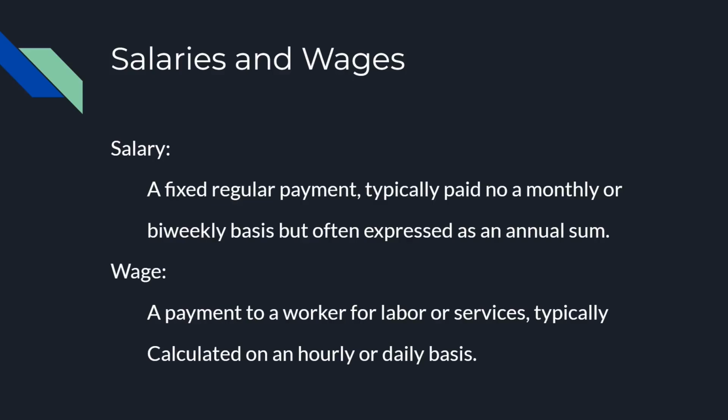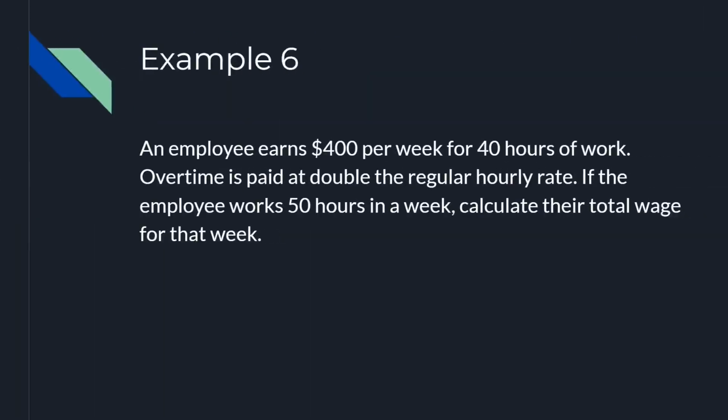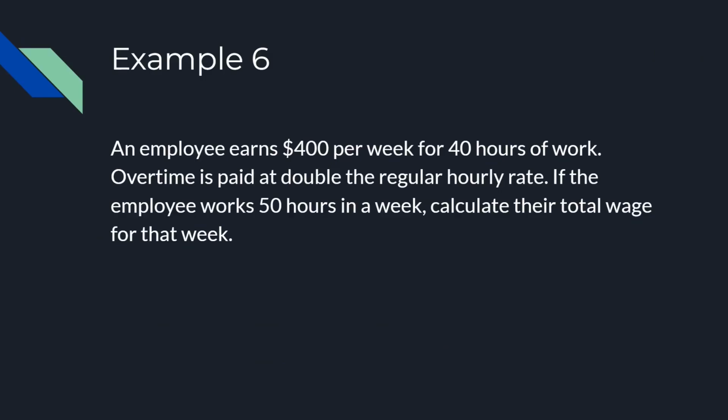Salaries and wages are forms of compensation. A salary is a fixed amount paid regularly regardless of hours worked, while a wage is based on the number of hours or days worked. Here's an example. An employee earns $400 per week for 40 hours of work. Overtime is paid at double the regular hourly rate. If the employee works 50 hours in a week, calculate their total wage for that week.